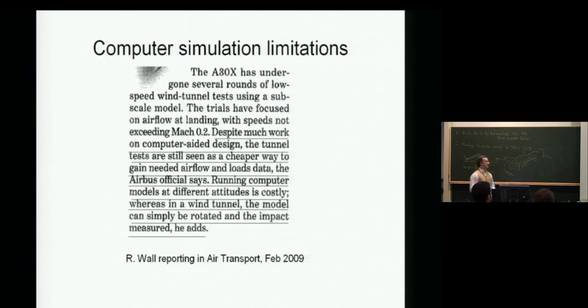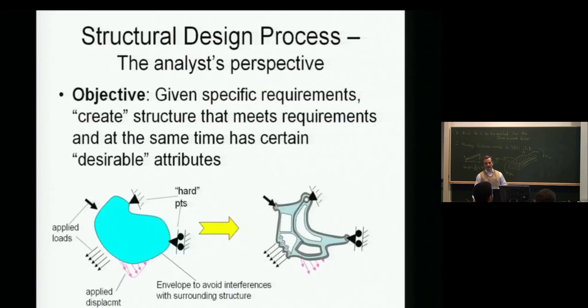In fact, Airbus back in 2009 were saying that within an aerodynamics context, but it's exactly the same story. You can either test everything or you can analyze everything. And they said that running computer models at different attitudes is costly, whereas in a wind tunnel, the model can simply be rotated and the impact measured. So no matter what people tell you, we don't have the computer power and the speed to actually do all these cases accurately enough, and we need to compromise and back off.